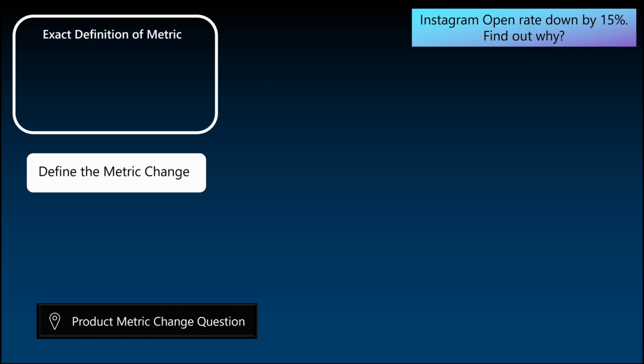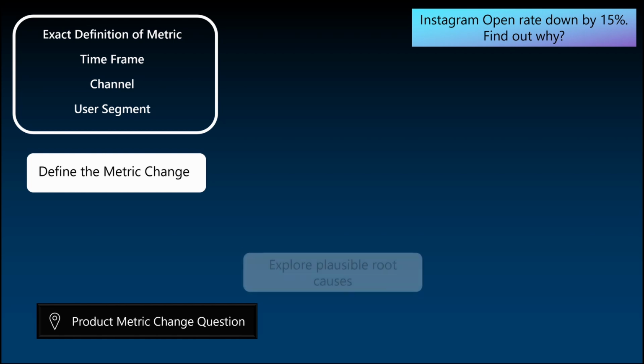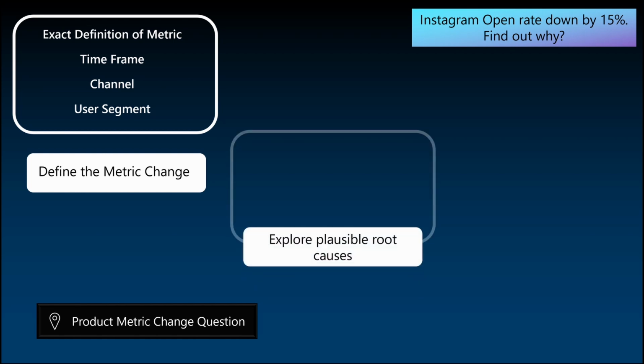First, the exact definition of the metric we are talking about. Second, the time period over which the metric has changed. Third, the characteristics of the user segment impacted by the change, for example, device type, country, gender, etc. Now, step 2 is to explore possible root causes of the change.